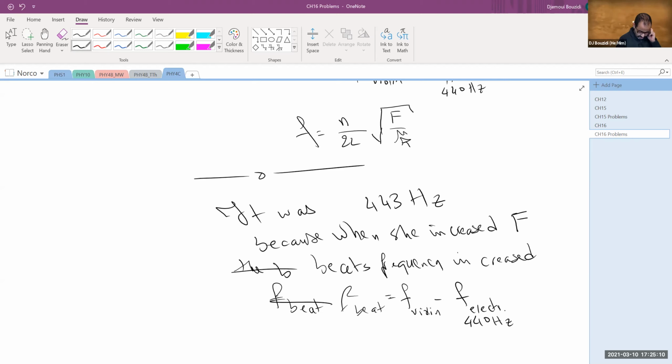Okay, part B. To get her violin perfectly tuned to concert note A, should she tighten or loosen her string from what it was when she heard the 3 hertz? What do you guys think? Should she loosen now the string or tighten it to bring it to exactly 440 hertz? What should she do?